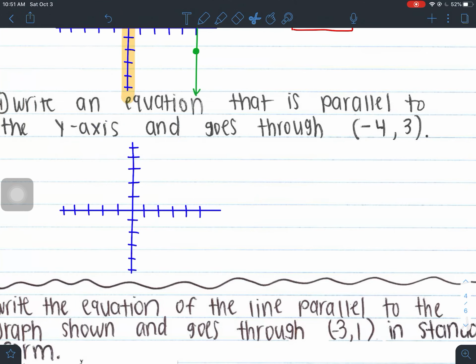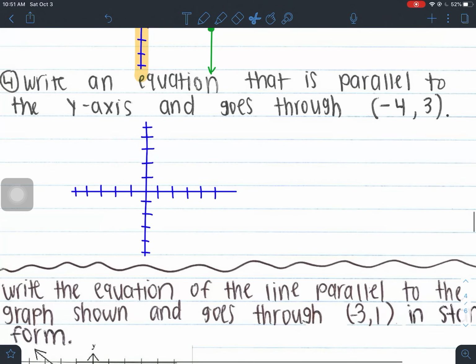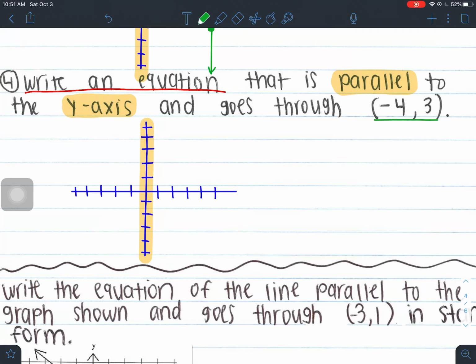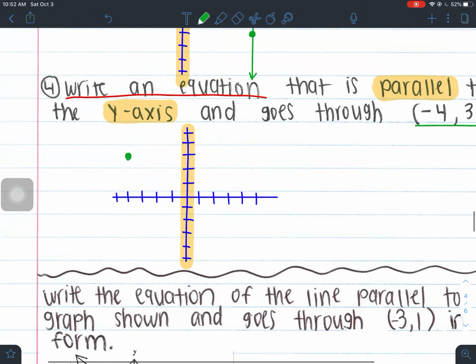All right, moving on to the last problem in this section: write an equation that is parallel to the y-axis and goes through the point negative 4, 3. We were asked to write an equation, so make sure that you're not just drawing the picture, that you actually write the equation. You want it parallel to the y-axis, so we're going to highlight the y-axis here. We want it parallel, so we do not want it to cross, right? So we want it to go through the point negative 4, 3. Negative 4, 3 is located right here.